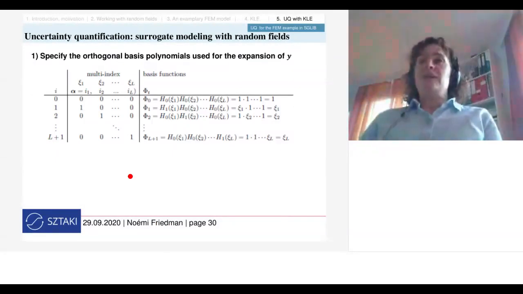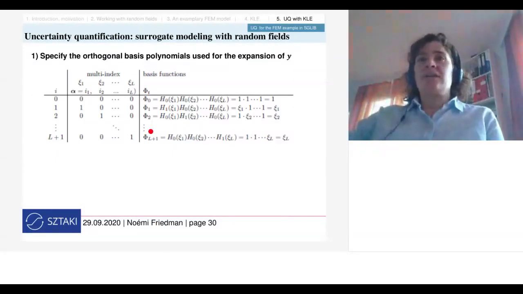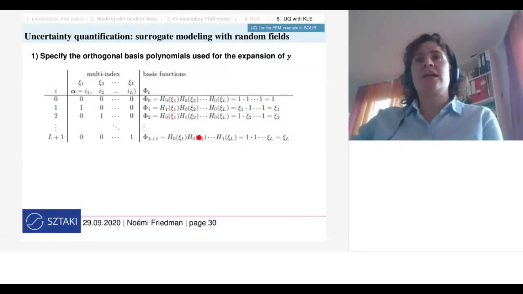So now I made the KLE. I have everything that I needed. All the maps are defined. And now I do the uncertainty quantification exactly the same way as I did it in the last lecture. There I had 2 random variables. Now I have 11 random variables.